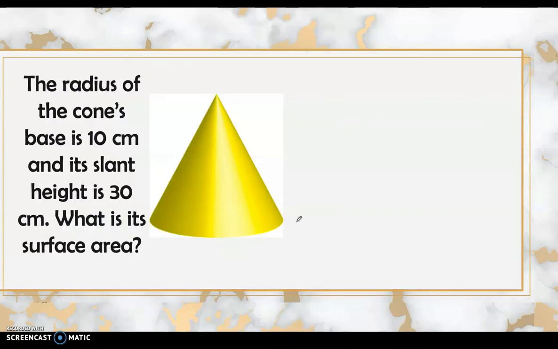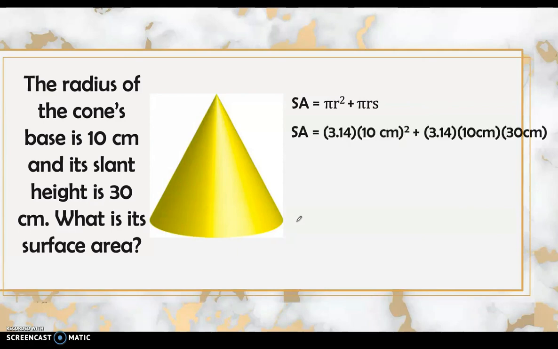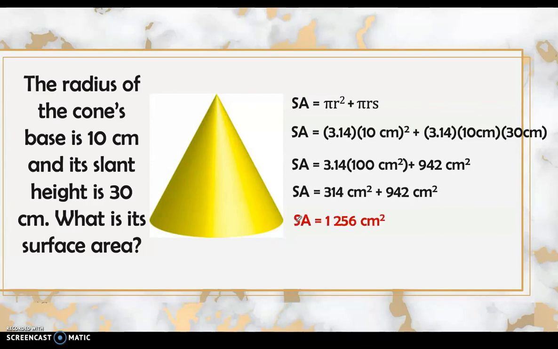Next, let's apply the surface area in this word problem. The radius of the cone's base is 10 centimeters and its slant height is 30 centimeters. What is its surface area? So it's just the same. Write the formula, then substitute. Then you will be able to find the surface area of a cone, which is 1,256 square centimeters. Now, it's easier for us to find the surface area of any solid figure as long as you know its formula and you know the dimensions needed.